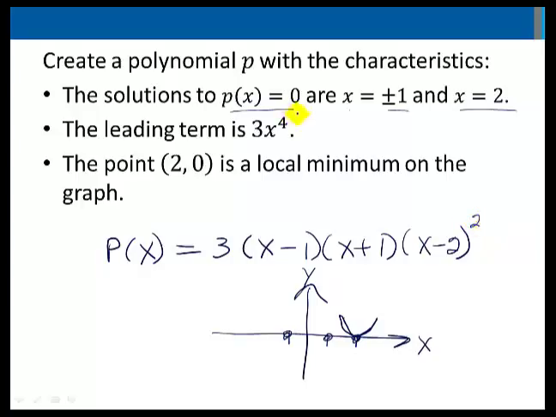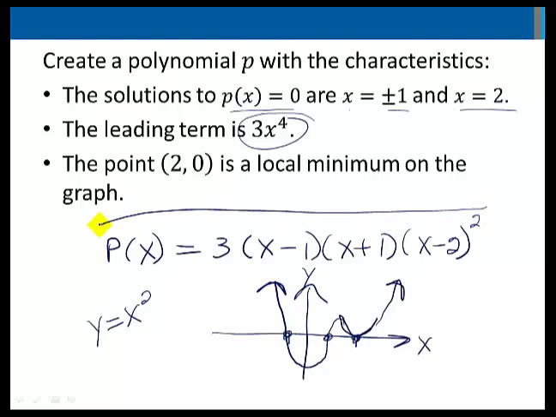Our leading term is 3x to the 4th, so our graph should have behavior similar to y equals x squared on the ends. And so let's go ahead and just draw a quick sketch here. I can see that I will be passing through my graph at the zeros of negative 1 and 1. So the graph would look like this. Looks like it works. So I have found my polynomial p of x to be equal to 3 times x minus 1 times x plus 1 times x minus 2 squared.